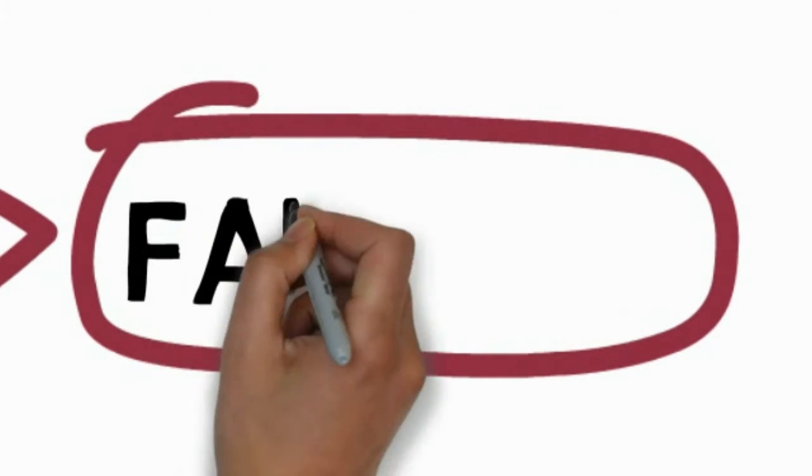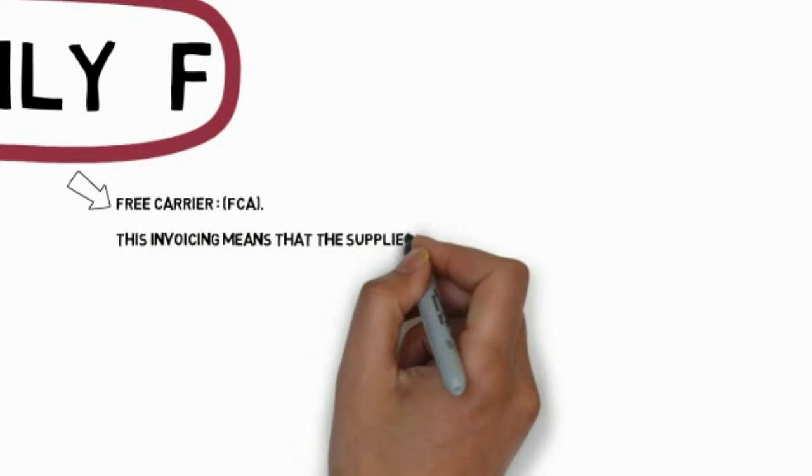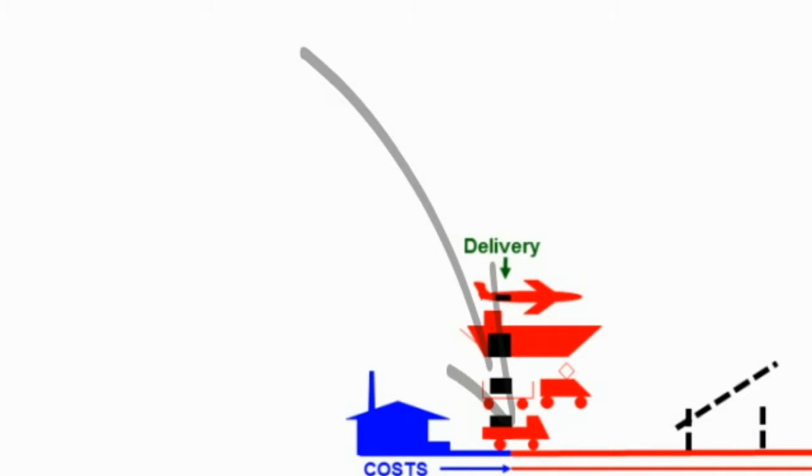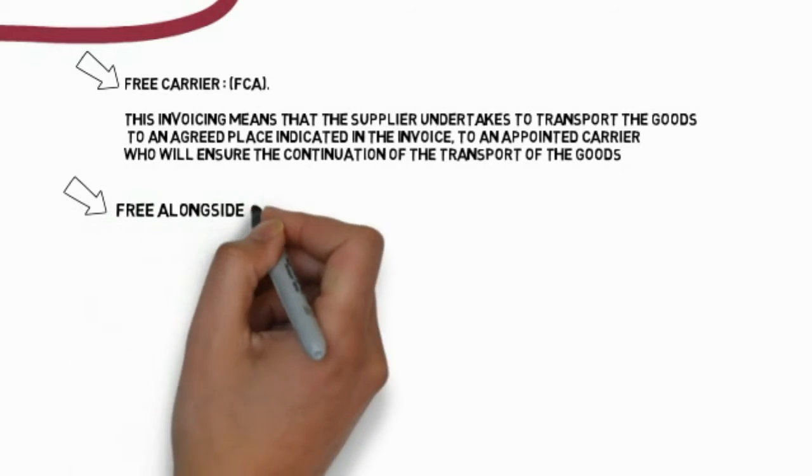2. Family F. It includes 3 Incoterms. Free Carrier, FCA. This invoicing means that the supplier undertakes to transport the goods to an agreed place indicated in the invoice, to an appointed carrier, who will ensure the continuation of the transport of the goods.